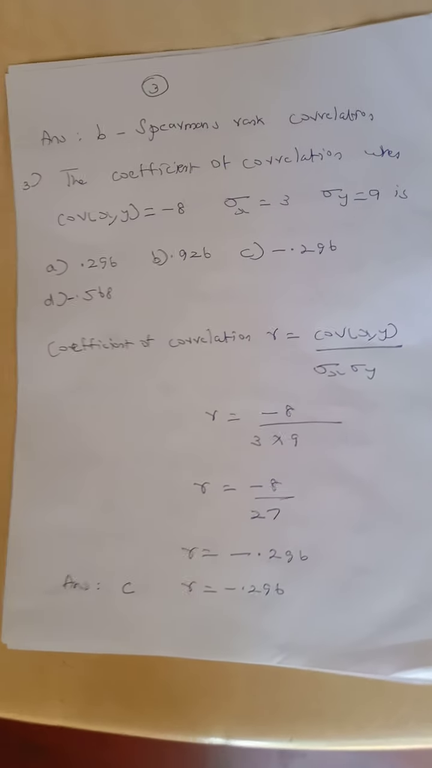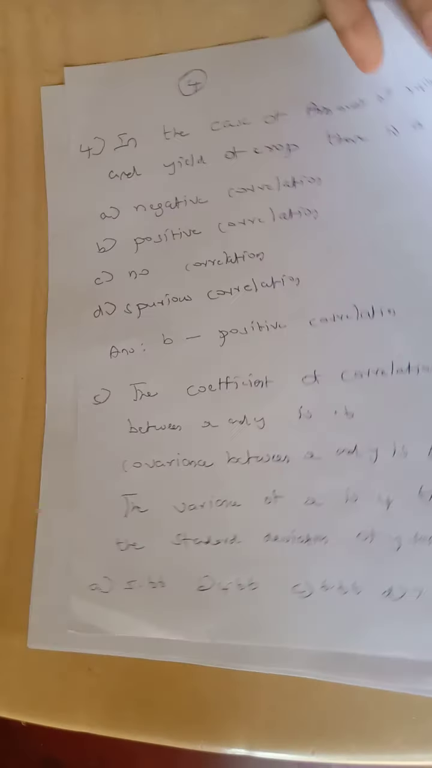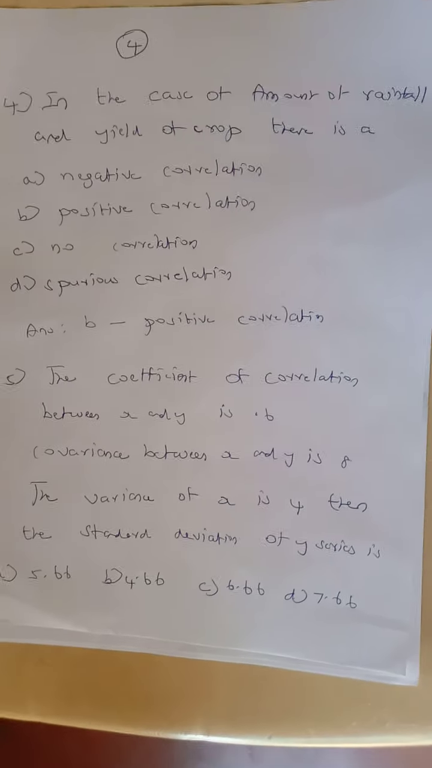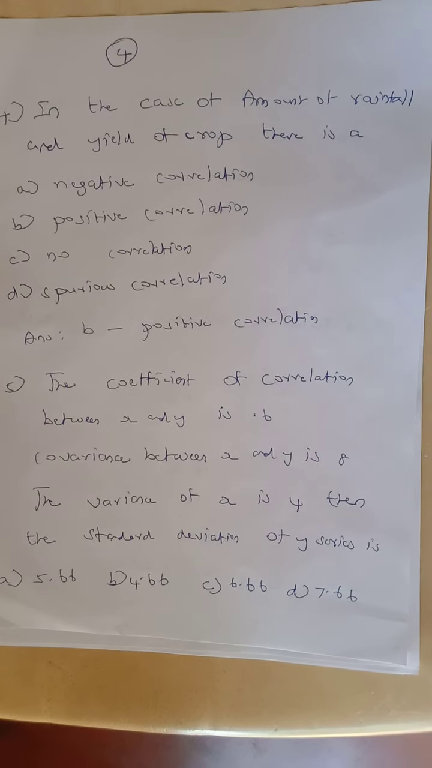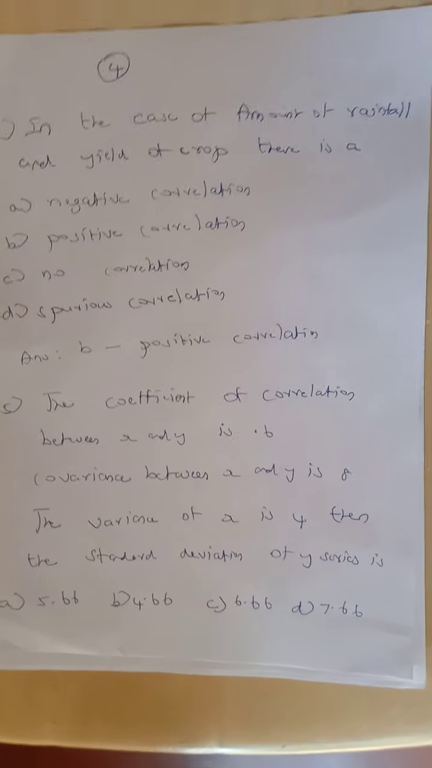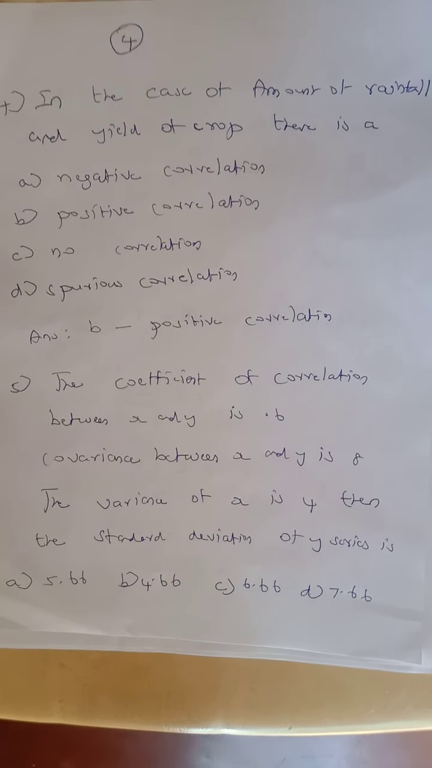Question number 4. In the case of amount of rainfall and yield of crop, there is: option A negative correlation, option B positive correlation, option C no correlation, option D spurious correlation.